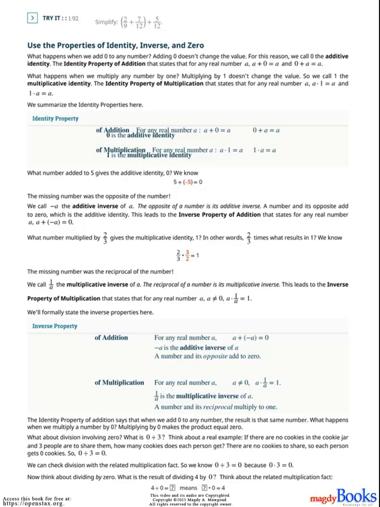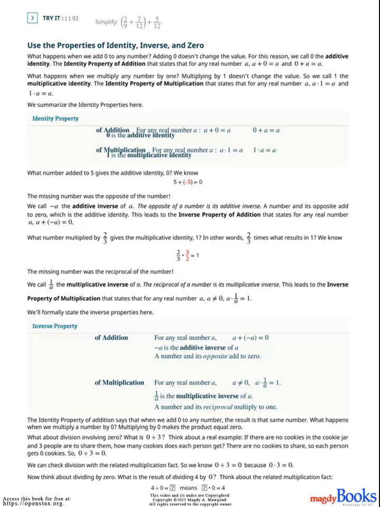The identity property of addition says that when we add 0 to any number, the result is that same number. What happens when we multiply a number by 0? Multiplying by 0 makes the product equal 0. What about division involving 0? What is 0 divided by 3? Think about a real example. If there are no cookies in the cookie jar and 3 people are to share them, how many cookies does each person get? There are no cookies to share, so each person gets 0 cookies. So, 0 divided by 3 equals 0.